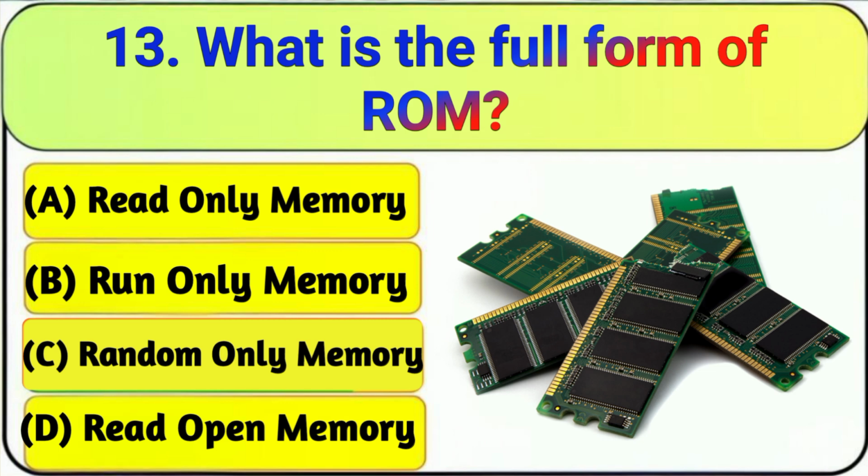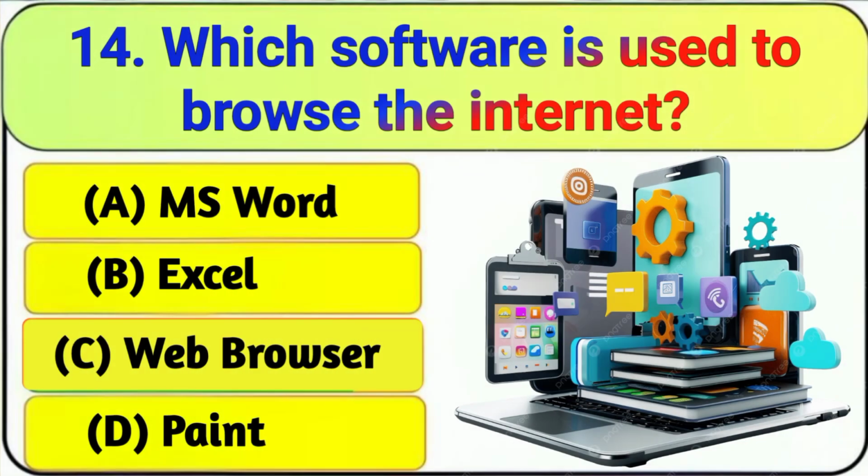Question number 13. What is the full form of ROM? A. Read-only memory. B. Run-only memory. C. Random-only memory. D. Read-open memory. Your right answer is A. Read-only memory.